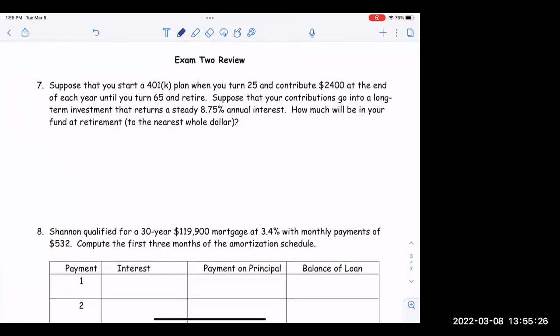All right, so let's take a look at the next problem here. It says, suppose that you start a 401k plan when you turn 25. And you contribute $2,400 at the end of each year until you turn 65 and retire. Suppose that your contributions go into a long-term investment that returns a steady 8.75% annual interest. We want to know how much will be in your fund at retirement to the nearest whole dollar.